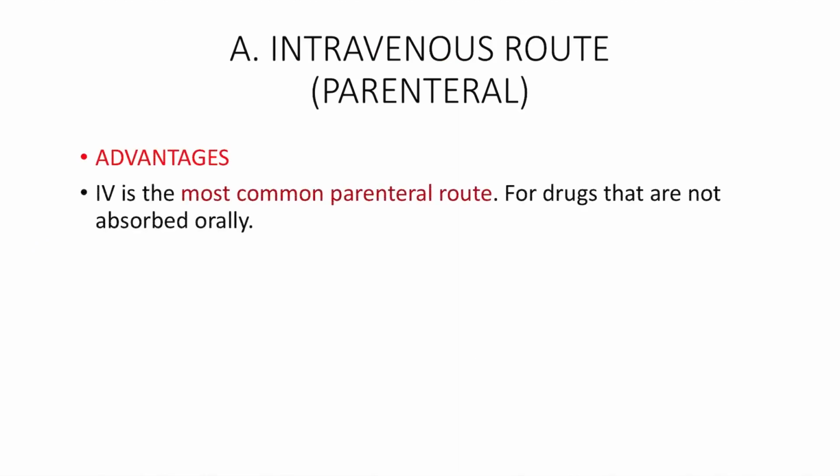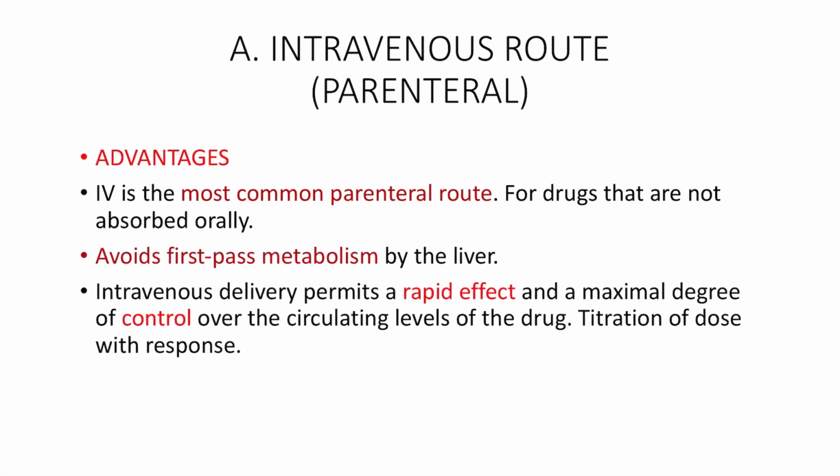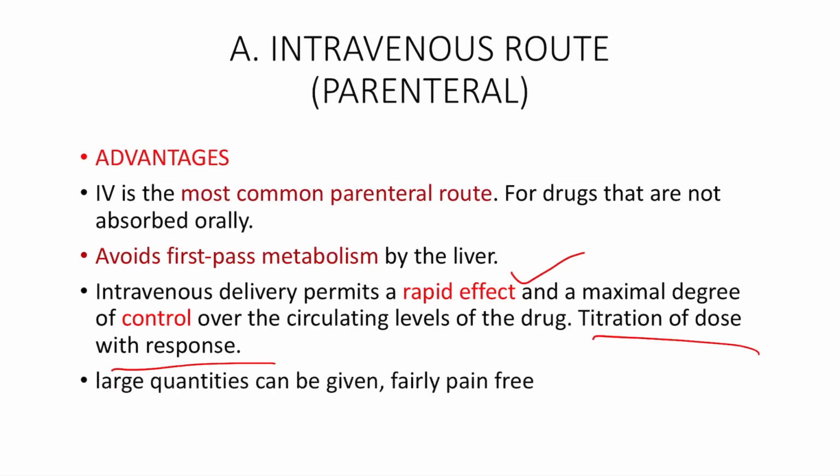So what are the advantages of the intravenous route? It's the most commonly preferred parenteral route, for drugs which are not absorbed orally. Obviously, it avoids first pass metabolism. And intravenous drug delivery permits rapid effects and a maximum degree of control of the circulating drug. And we can titrate the dose response as well. We are introducing a needle into the intravenous system, and we are introducing drugs, so we can titrate the drug, or decrease or increase the concentration or amount of the drug through the regulators.